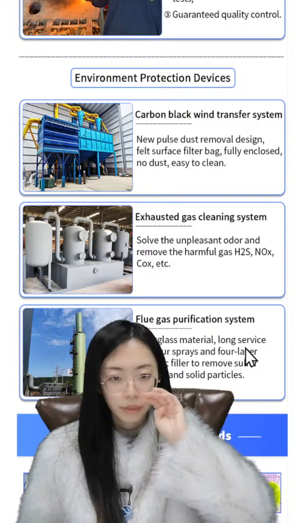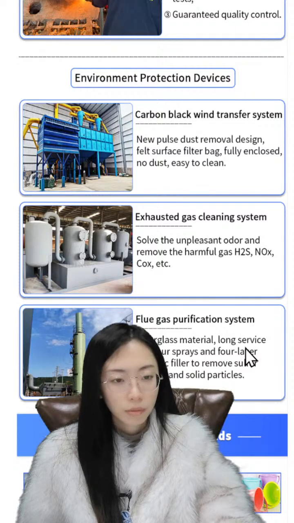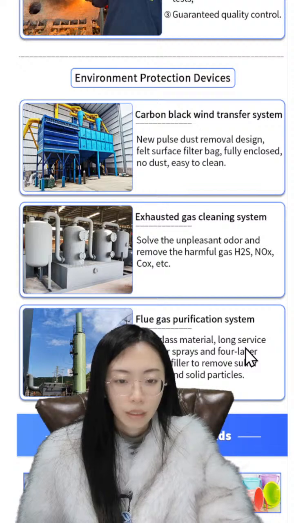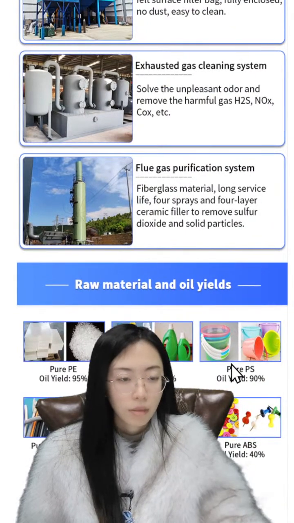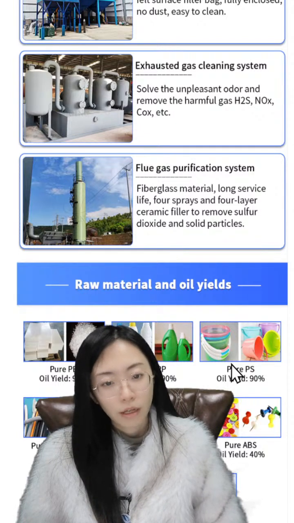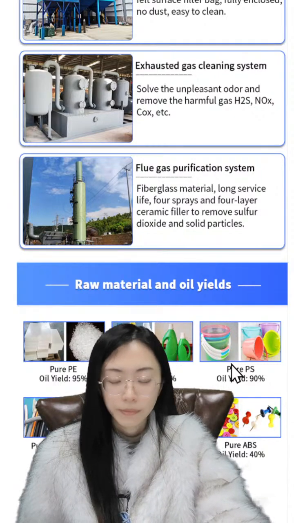This is an environmental protection device, a carbon black wind transfer system to prevent the pollution of the dust, and the gas cleaning system, or what we call the odor removal system, to remove harmful gas like hydrogen sulfide and so on. And the flue gas purification system to purify the gas, and the combustion system that we need for emission. We use glass fiber material with long service life. This is a high level of the purification step.